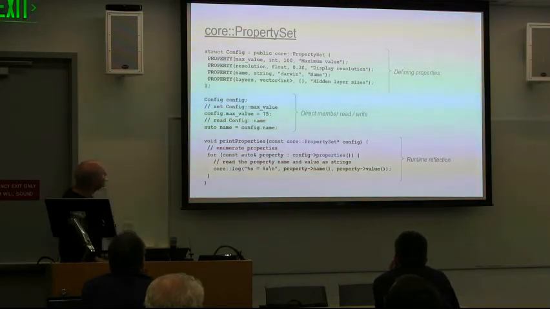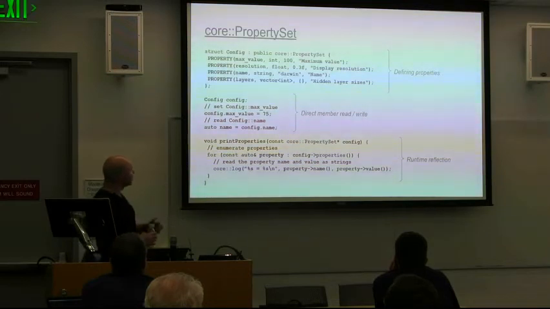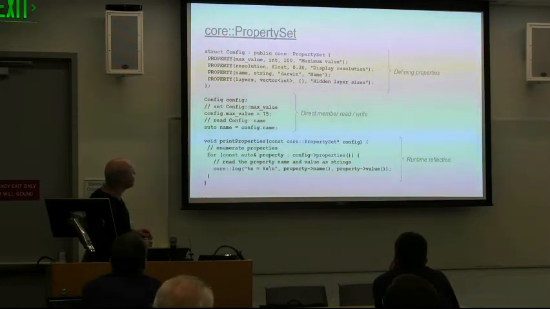This is a piece of code. This is how the property set looks. The top part is how you define it. You have to derive from the property set type, and there is also the property macro. It's kind of self-explanatory: the name of the field, the type, the default value, and there is also a string which is used for reflection, for serialization, and also in the UI.